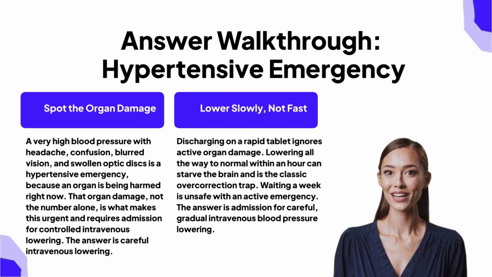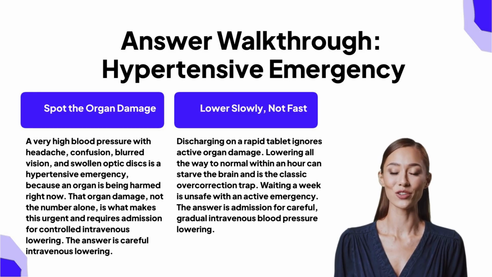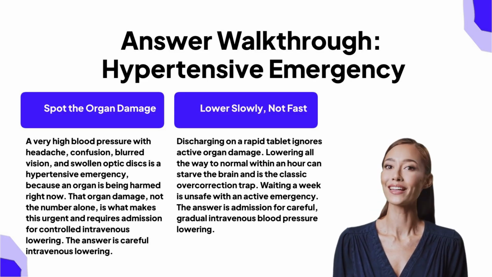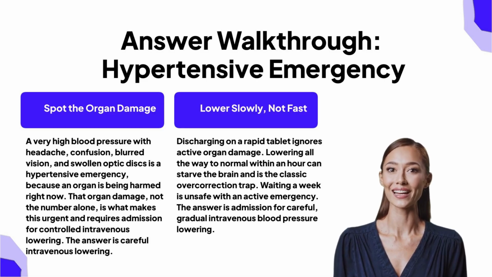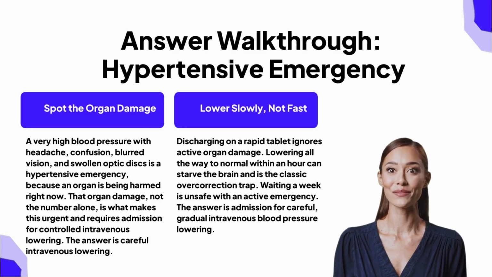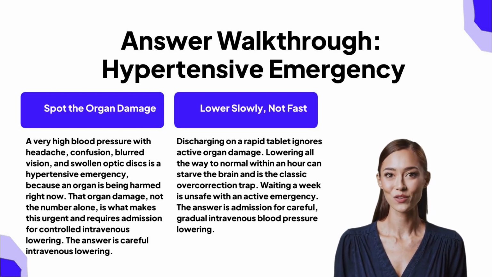Let us break down this answer. First, spot the organ damage. A blood pressure of 220/130 with a severe headache, confusion, blurred vision, and swelling of the optic discs is a hypertensive emergency because an organ, here the brain and the eyes, is being harmed at this very moment. It is the organ damage, not the high number by itself, that makes this urgent, and it means the patient needs admission for controlled intravenous blood pressure lowering.